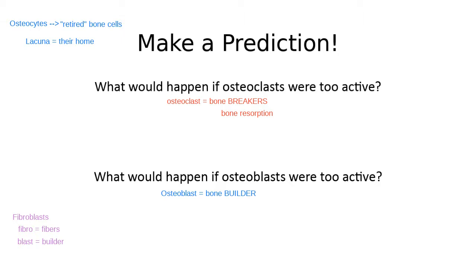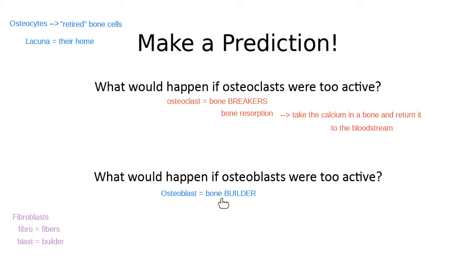Bone resorption is when we take the calcium in a bone and return it to the bloodstream. That's the goal of bone resorption. Break down our bone, get that calcium back into the bloodstream. So osteoclasts are my bone breakers. They're my cells that specifically do bone resorption, the process of breaking down bone tissue.